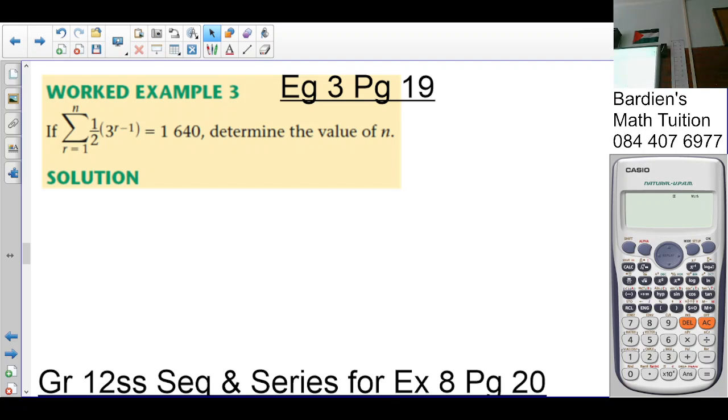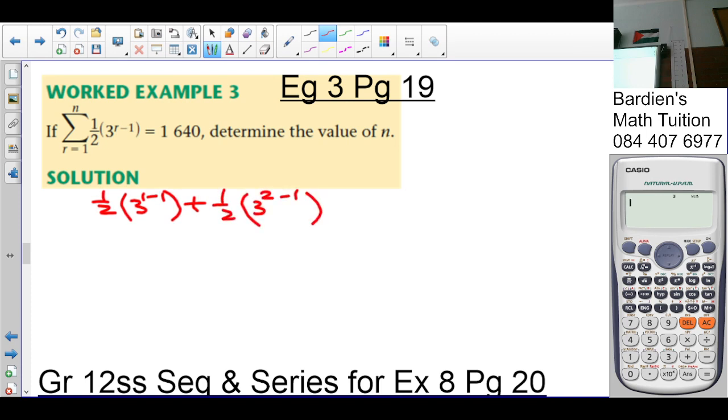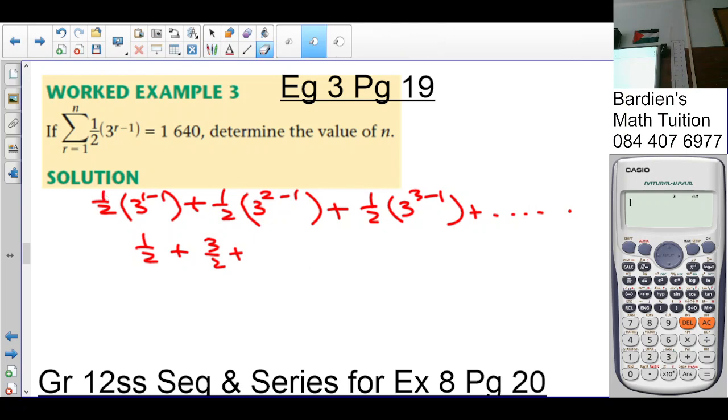Right, so where do we start? We start with the first 3 terms. So we start where R is 1. So it's going to be a half into 3 to the 1 minus 1, plus a half into 3 to the 2 minus 1, plus a half into 3 to the 3 minus 1, plus and so on. Okay. So that's going to give us half plus 3 over 2 plus 9 over 2 plus and so on. How many terms are here?